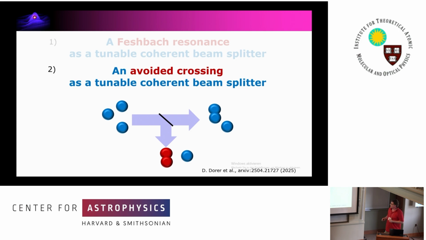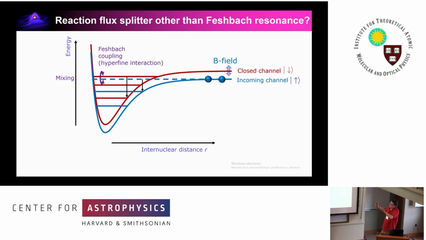So now I want to get to the second kind of beam splitter, based on the avoided crossing. But I'm going to use the same picture, and I just want to quickly repeat what we have just learned. We have this incoming channel, and this Feshbach level here. The mixing of the two led to the fact that the scattering state also had some spin-down component, and that meant that you could also produce spin-down molecules.